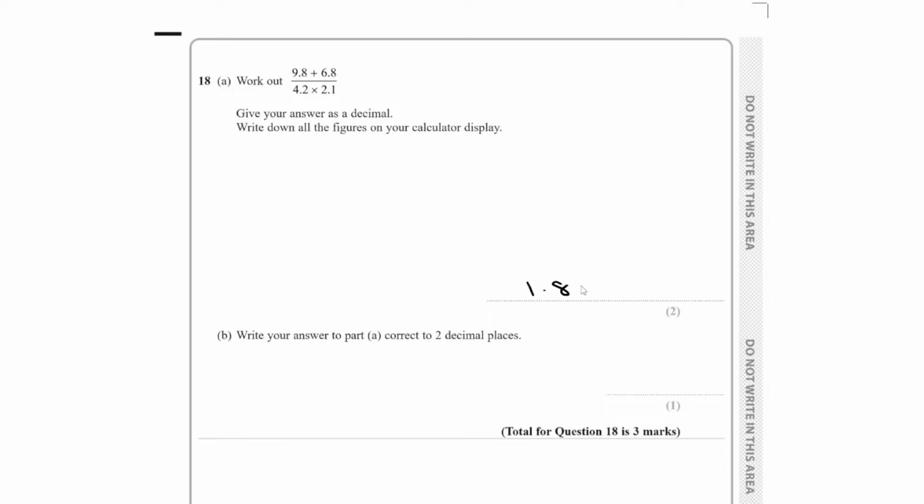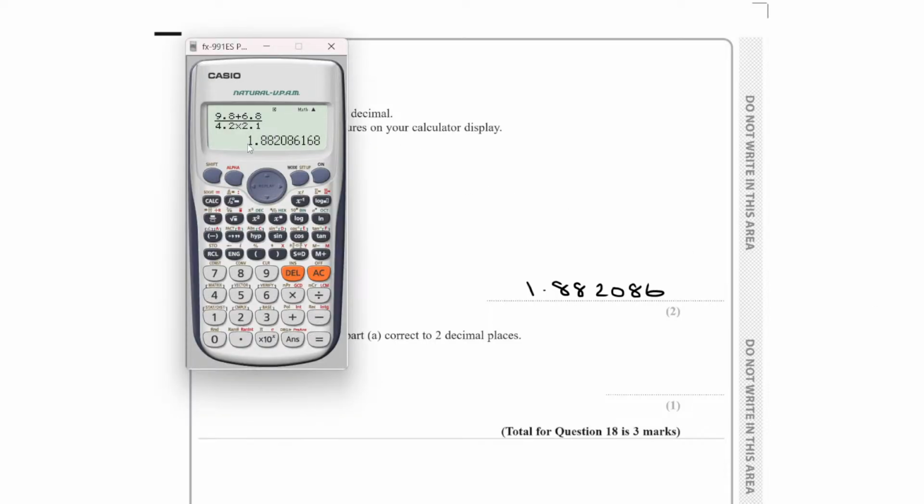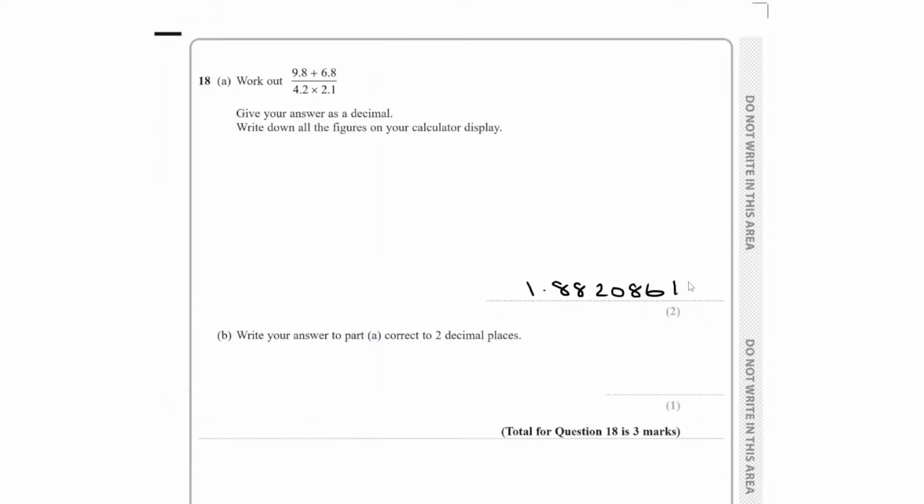1.882086 is what I'm going to write down. Literally just that. Part B, write your answer to part A correct to 2 decimal places. So I'm looking here, check the 2, the one after it, because it's less than 5, I can round down, can't I? So that would be just 1.88.